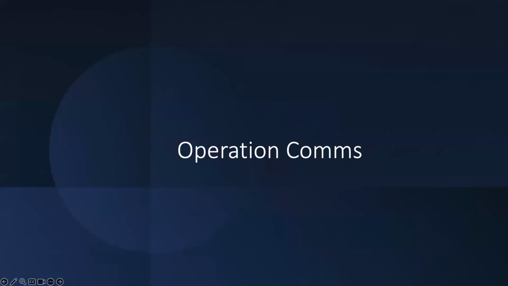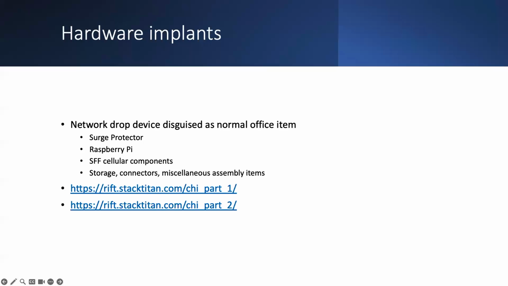All right, operation comms. You can use wireless for your operational comms. Maybe you've got more than one operator on site, and you need to send data to one another. Of course, you've got your cell phone. You can use Signal or something like that. You could also use a LoRa device, or you could use wireless to exfiltrate data that you're getting.